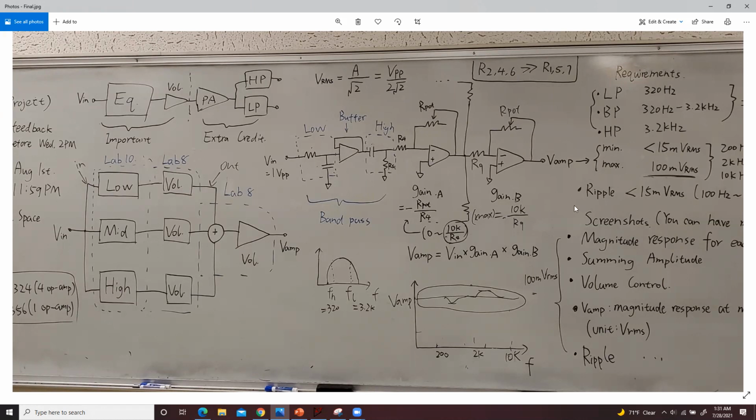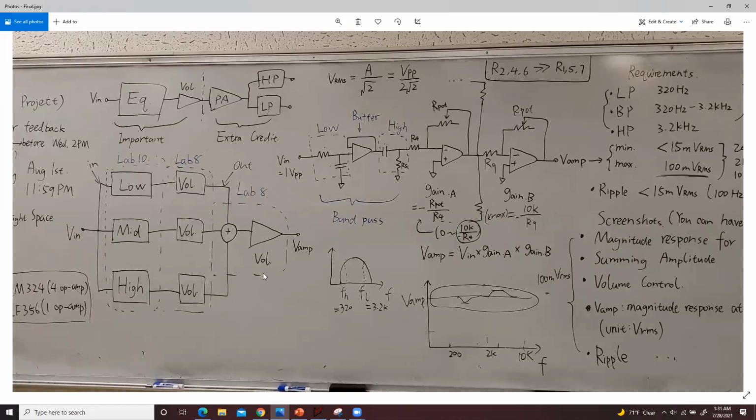And remember, when you build the circuit, you want to start with each individual circuit. You don't want to build the whole system and then measure the final output Vamp. Most likely it's not going to work. What you need to do is start from each small part of the circuit. For example, if I build this project, I will start with the low pass filter. You just test this low pass filter at the very first.